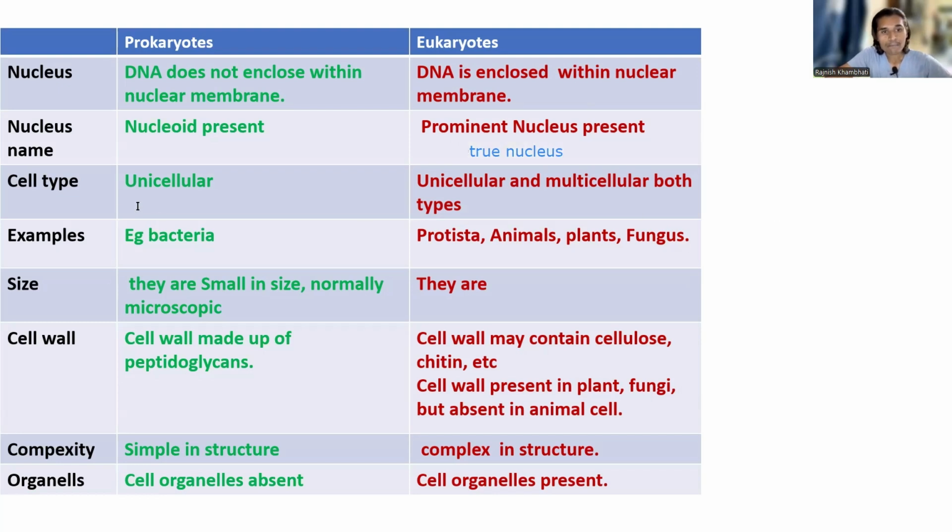Then cell type. Prokaryotic organisms are normally and always unicellular in nature. What is unicellular? They are made up of a single cell. For example, bacteria. And eukaryotic cells with the nucleus can be either unicellular or multicellular. They are of both types. For example, protista, animals, plants, fungus. These are the examples of the eukaryotic organisms with nucleus.